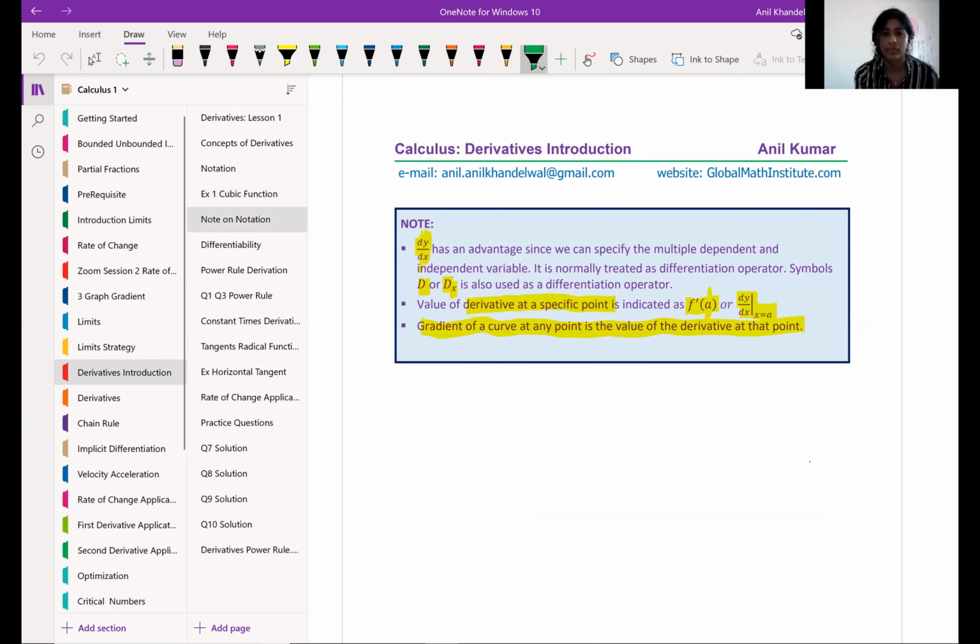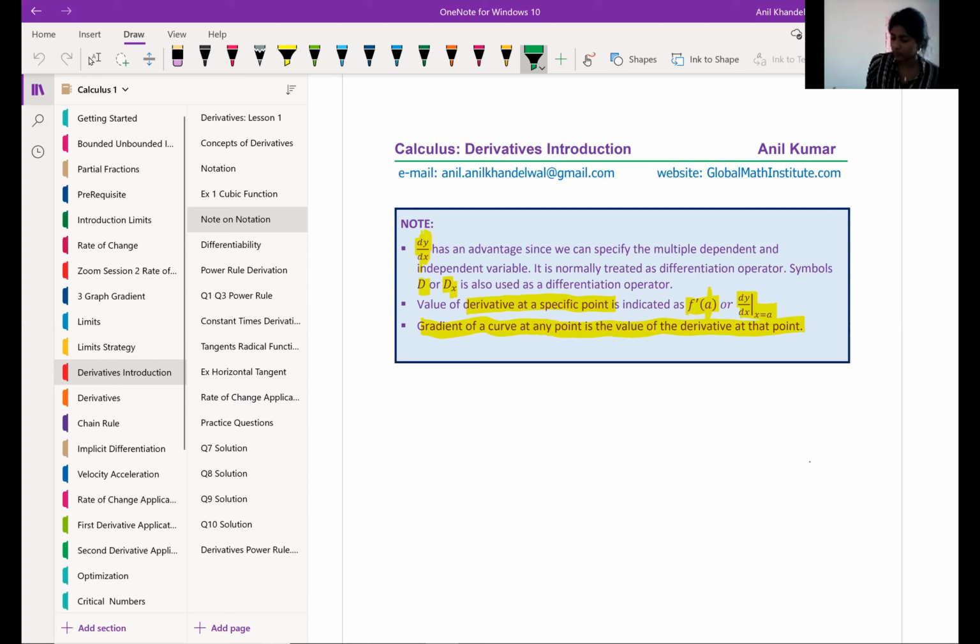So what is this note telling us about? This is quite new to me. So dy dx has an advantage, since when we are saying dy dx, we have actually said what the independent variable is and what the dependent variable is. In this case, x is your independent variable, y is your dependent variable. We say differentiate function y with respect to x.